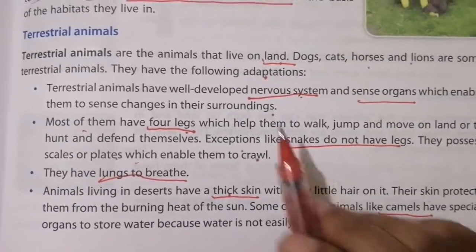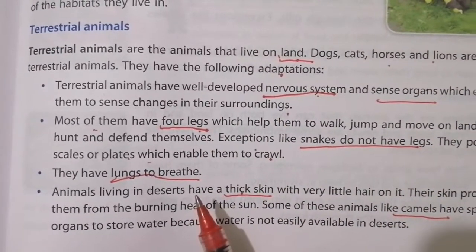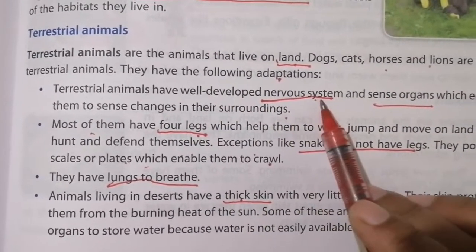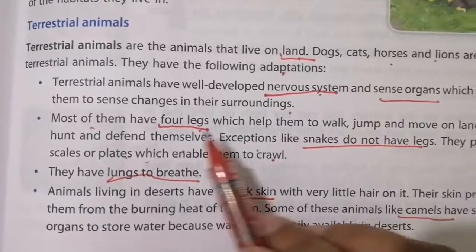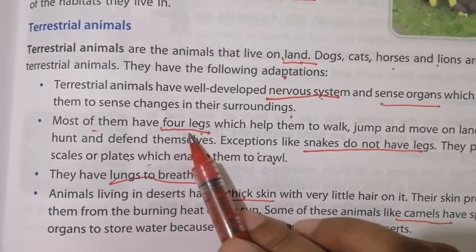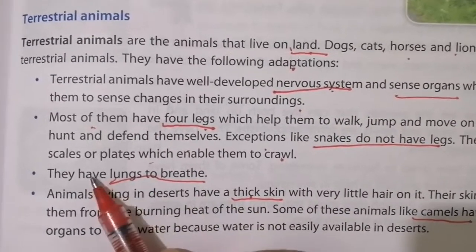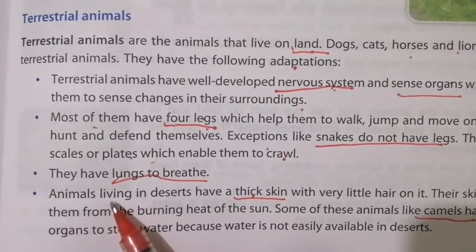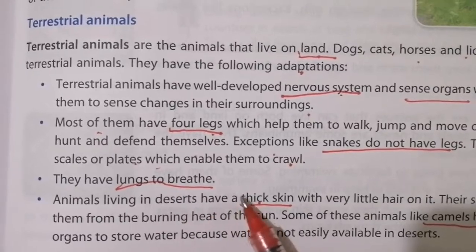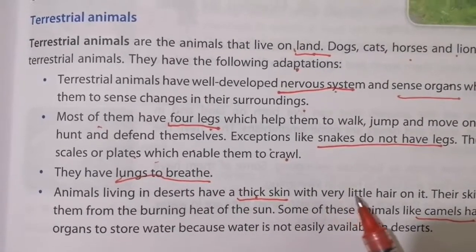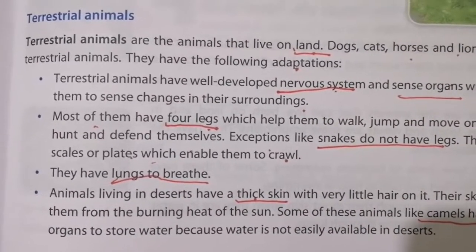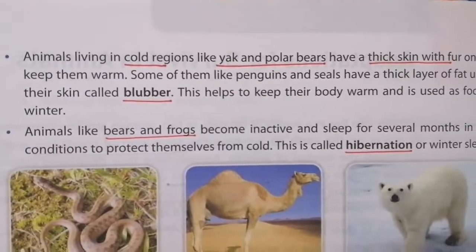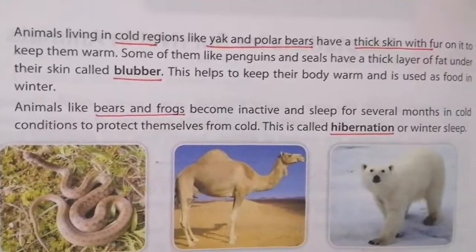Okay. So what are the 4 adaptations of your terrestrial animal? Yes, the first one, they have a well-developed nervous system and sense organ. Second point, most of them have 4 legs. Third, they have lungs to breathe. And the final point, animals living in deserts have thick skin with very little hair on it. Is it clear?